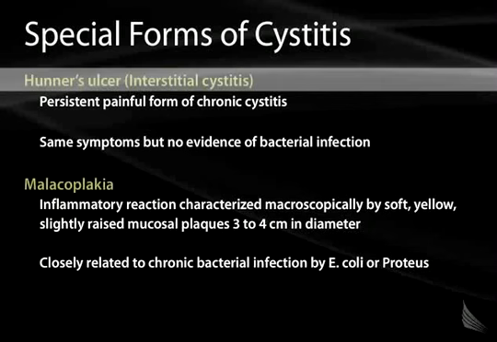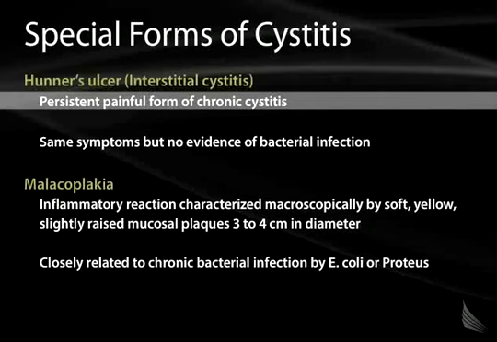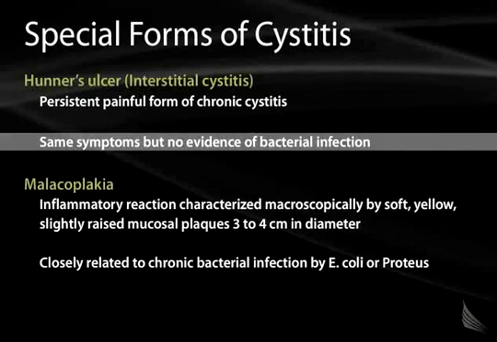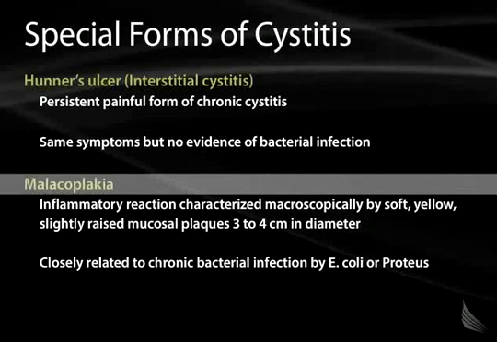Interstitial cystitis, or as it's sometimes referred to, Hunner's ulcer, is a particular form of chronic cystitis that is often seen in women. It is painful, and these patients present with the same signs and symptoms of a patient affected with a bacterial cystitis, but here one is unable to culture the offending organism. Another form of cystitis that's worth knowing about for USMLE Step 1 is a condition known as malakoplakia.